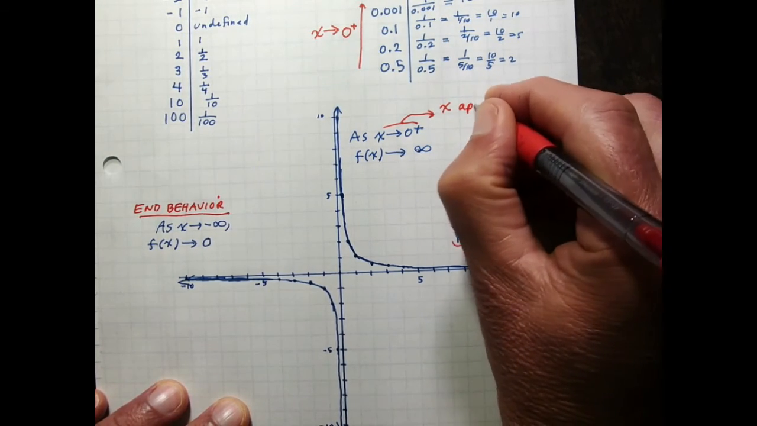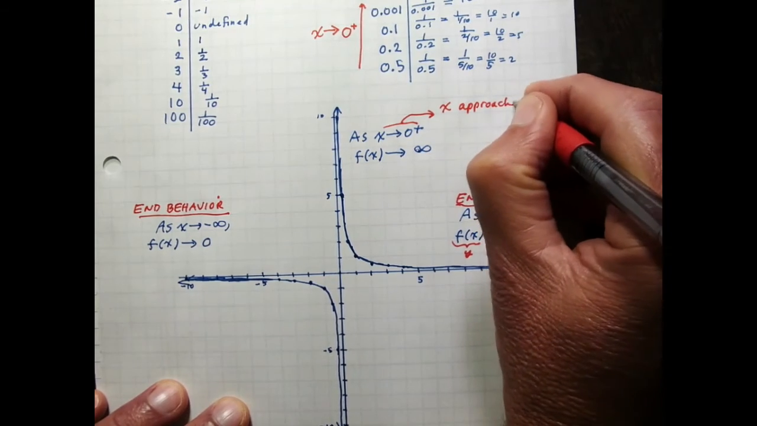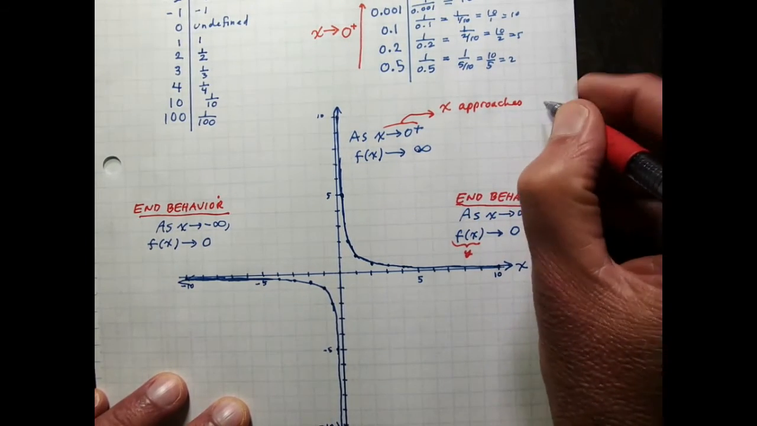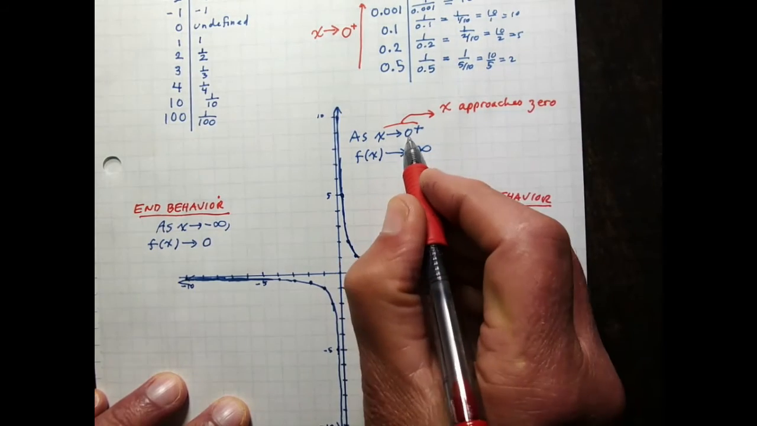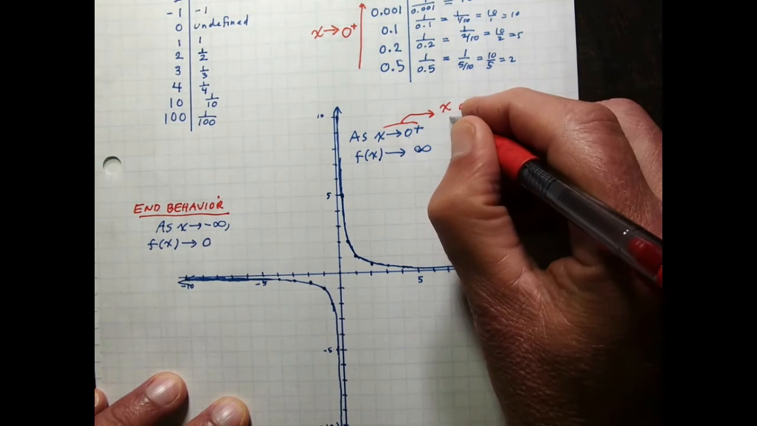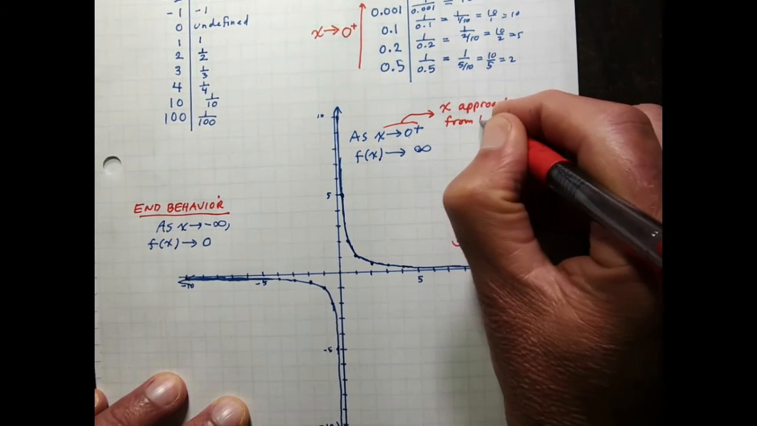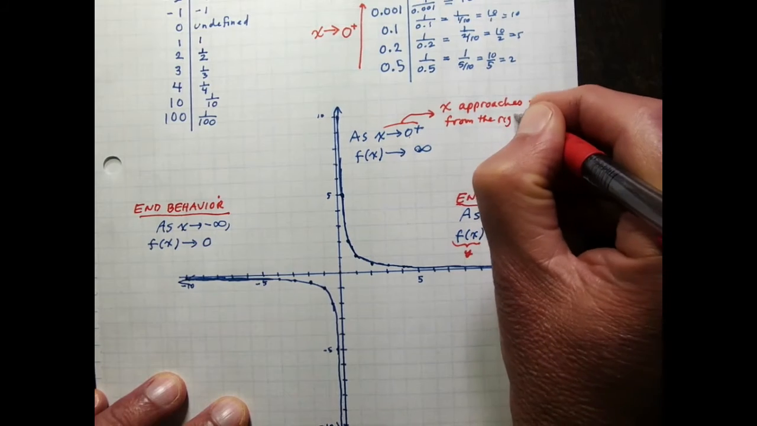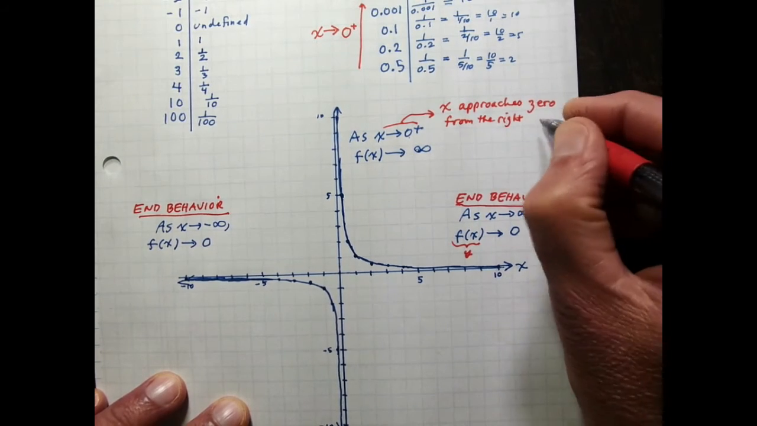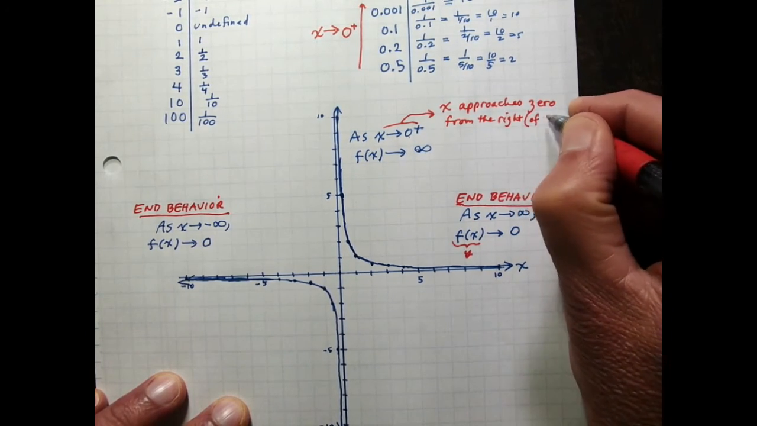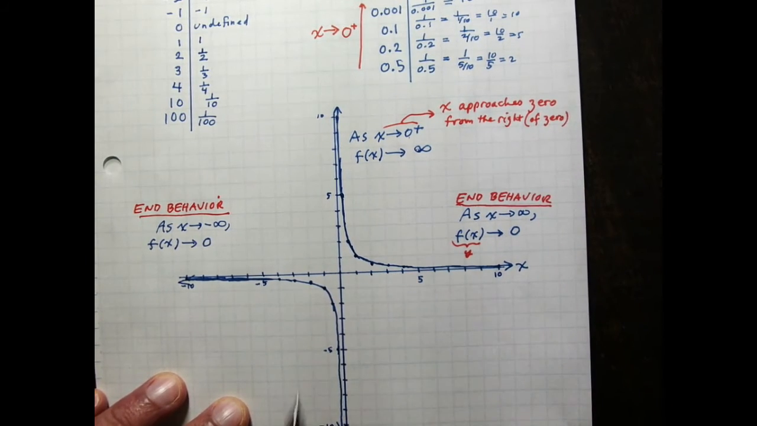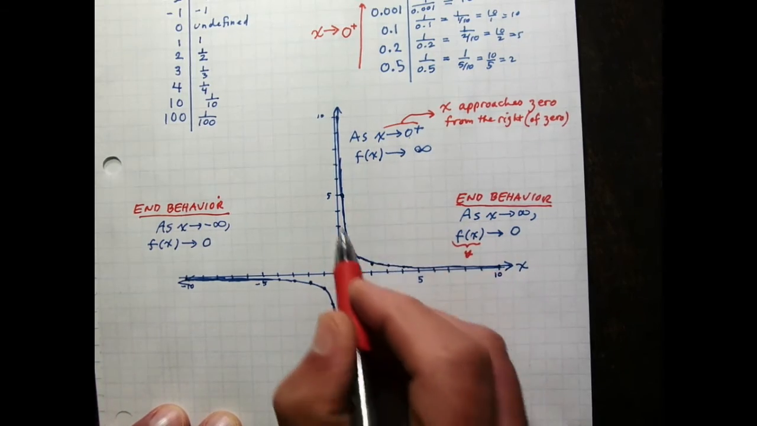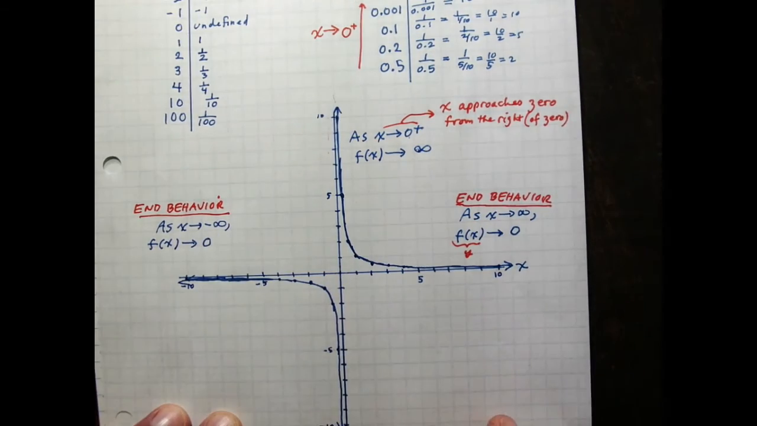As x approaches 0, the way we read the little plus sign is we say from the right, and we mean from the right of 0, from the right-hand side of 0. So from this side. So this is the formal notation that represents the behavior of this graph shooting up to the right of the y-axis.